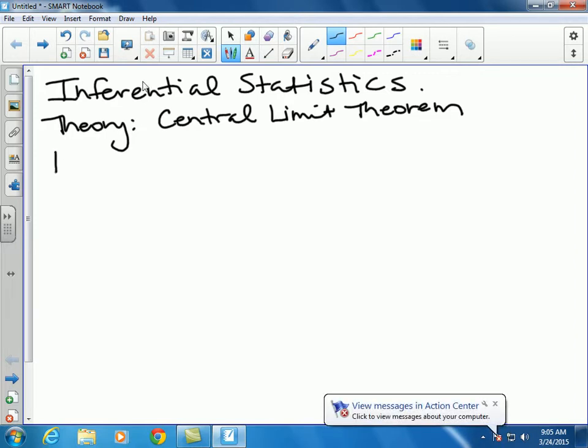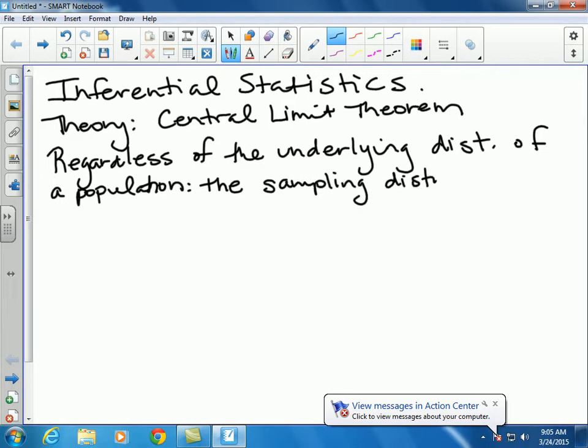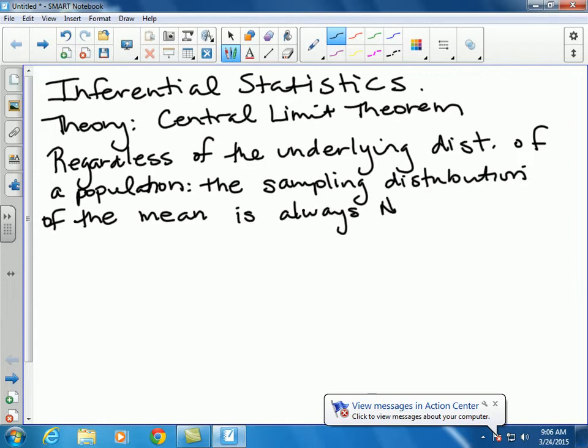One thing it says is that regardless of the underlying distribution of a population, the sampling distribution of the mean is always normally distributed. Okay, so that's one thing that it says.